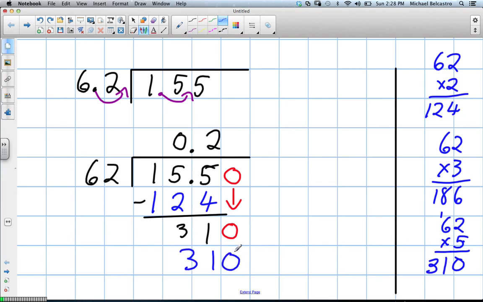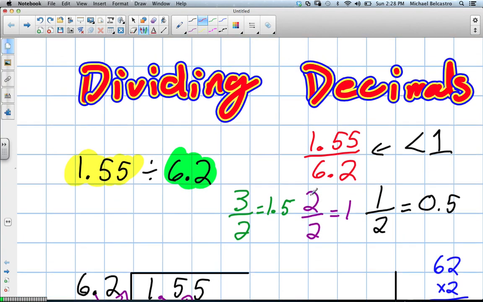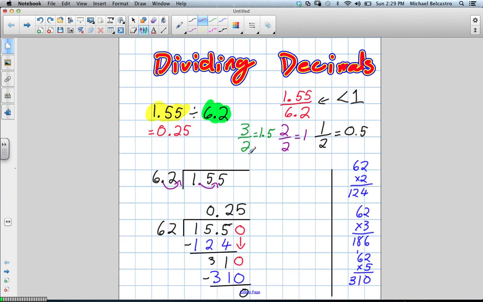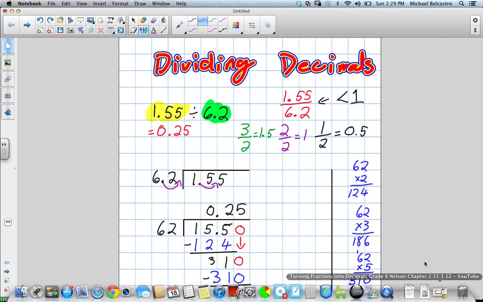So 310, what do I do with that? Subtract it. And what do we get? 0. So our answer was... Oh, I forgot to write it in. That was a 5, right? So our answer was 0.25. Yeah, so we go back up. 15.5 divided by 62 is equal to 0.25. Is that less than 1? Yes, so that makes sense. Our answer was logical then. Always keep that in mind. It'll help us: should the number be larger or less than 1? Good.